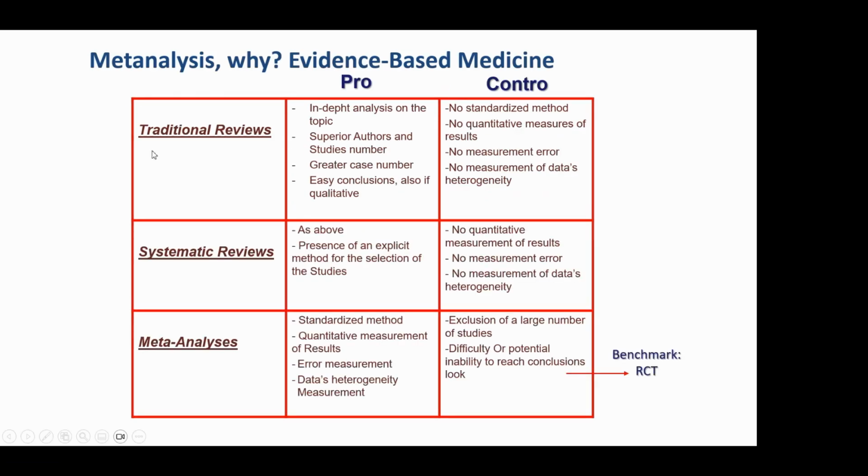What is the difference between a traditional review and systematic review? Meta-analysis, we said what adds to that? It adds the capacity of comparing actual numerical data to inform clinical practice, for example.